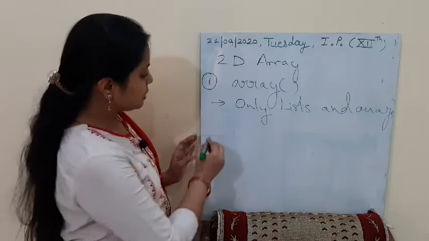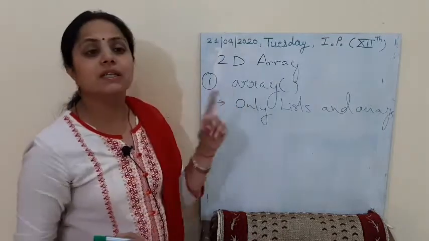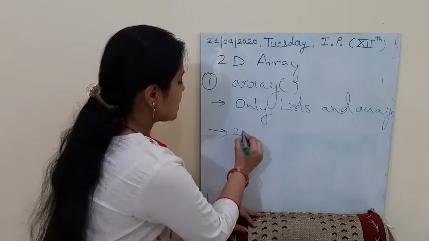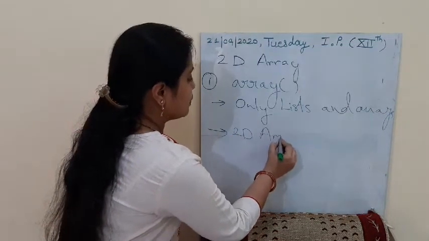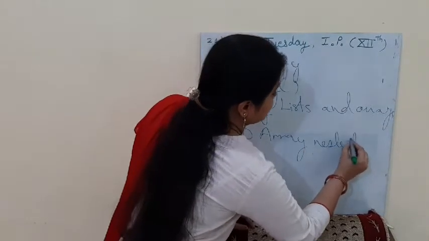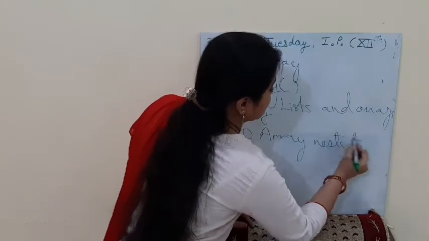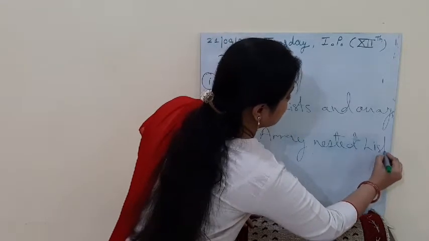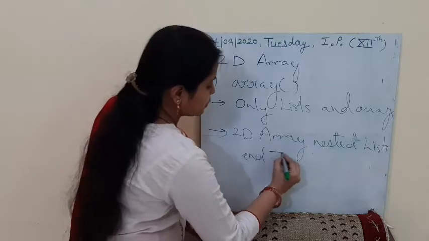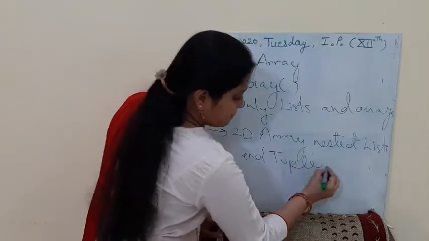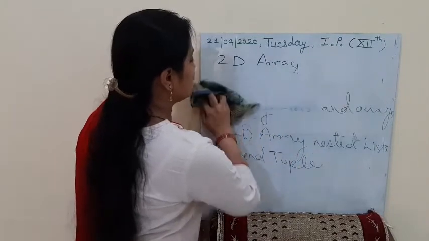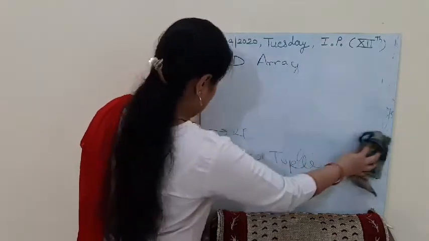Now one more thing that is to be kept in mind: when we were creating a 1D array, the list was single, but when I am creating a 2D array, we will be using nested lists and tuples. Now how am I going to show you? It's very simple, as we have done it for the 1D array.